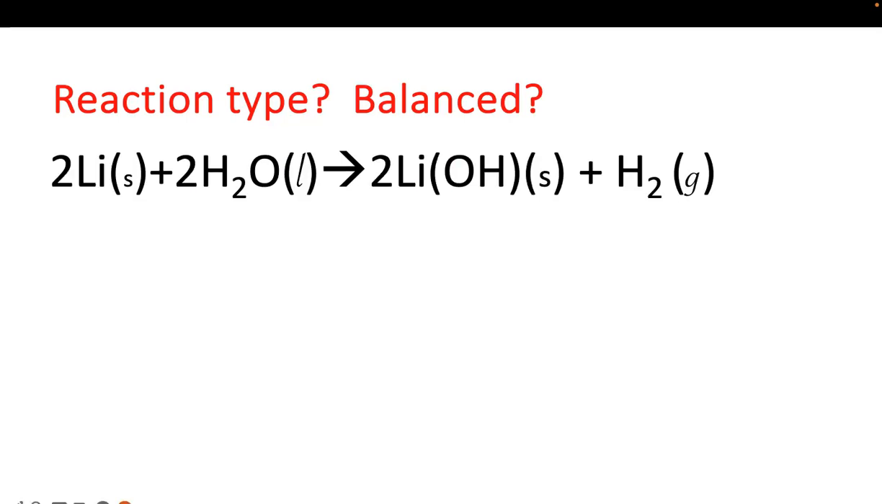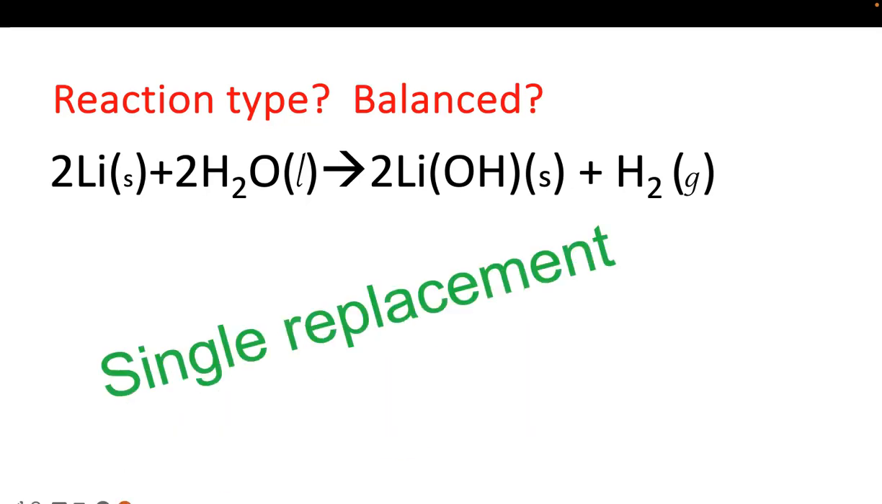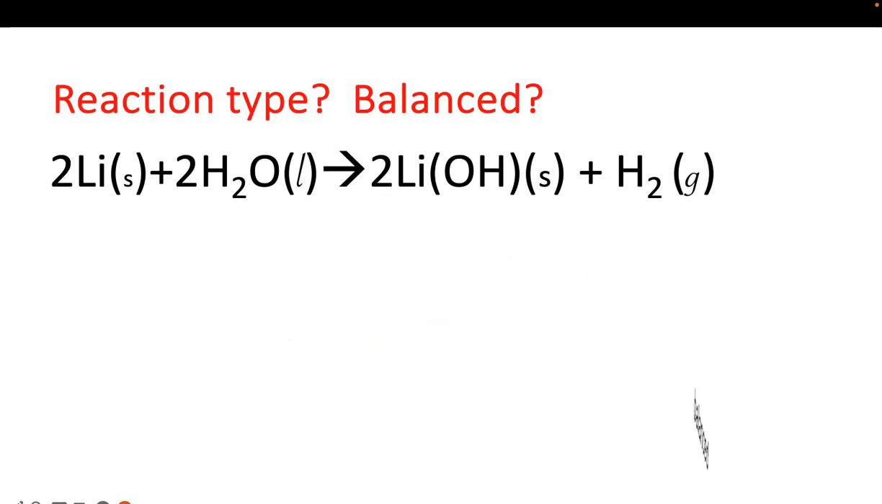All right, how about this reaction here? So I'm going to have to take a look at it. I'm noticing my reactants, I got a compound, I got an element. My products, I have a different compound and a different element. So hopefully you were thinking single replacement reaction, and you are exactly right. It also looks balanced as I've got it written here. I'm checking out 4 hydrogens, excuse me. 4 hydrogens, 2 here, 2 there, 2 oxygens, 2 oxygens, 2 lithiums, 2 lithiums, so balanced.